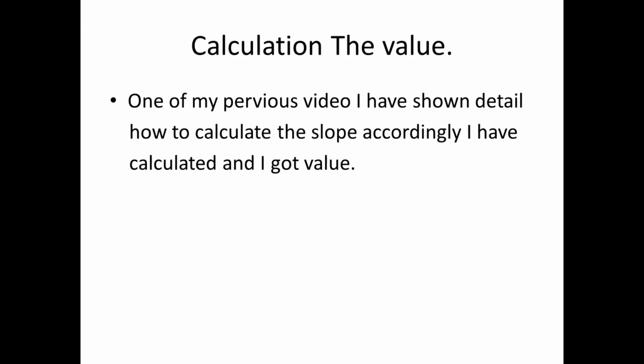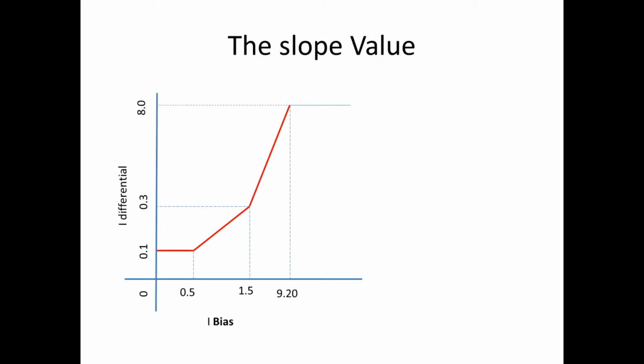By using the slope formula, I have found the values Y3 equal to 0.3 and ES3 equal to 9.2. When I substitute in this slope, I got the values for the slopes. The same slope I am going to draw on the Omicron characteristics.